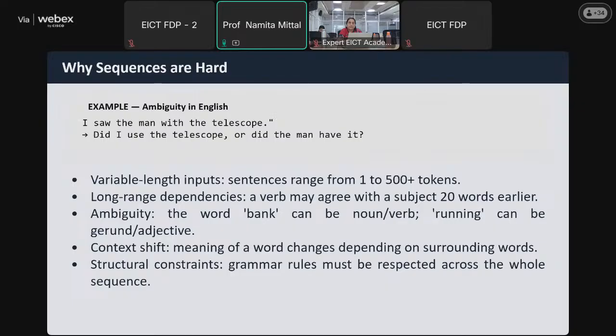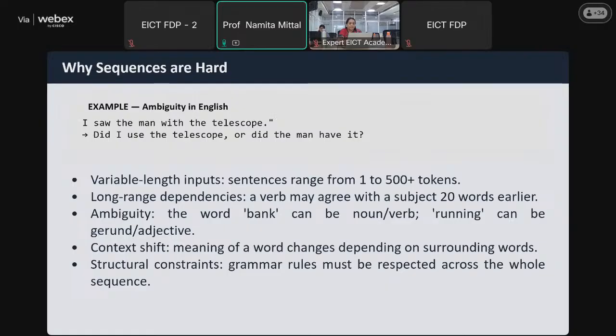Running can be a gerund or an adjective. He's a running athlete. He's a running person. We are putting running as an adjective. While running, I was running. It is coming from run. When we put an ing after a verb, it becomes a gerund.